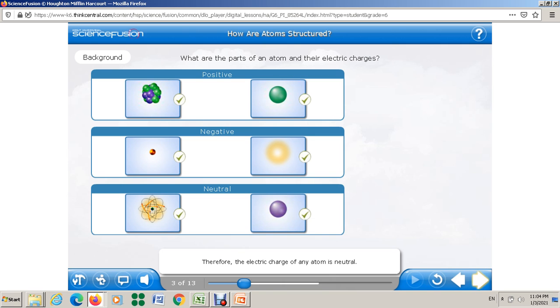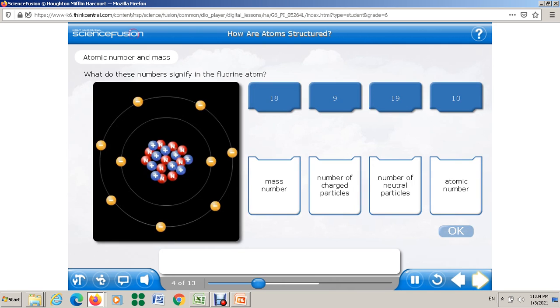Okay, so here let's move now to solve the second one. The atomic number of an atom is the number of protons in the nucleus. The mass number of an atom is the number of protons plus the number of neutrons.